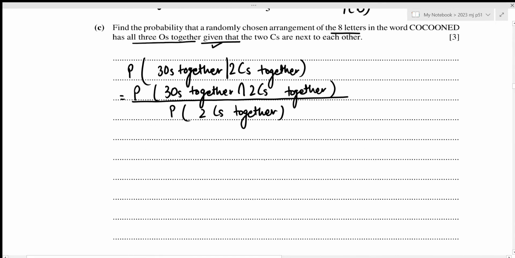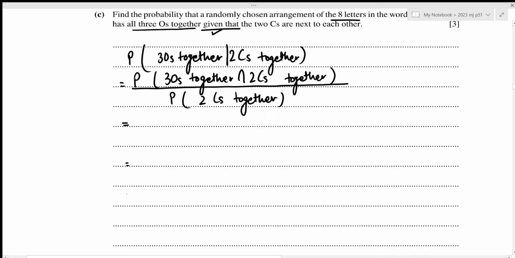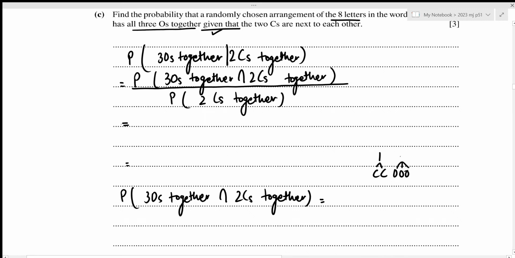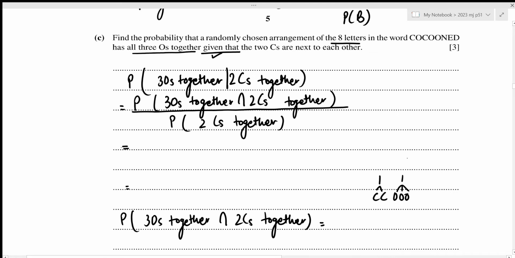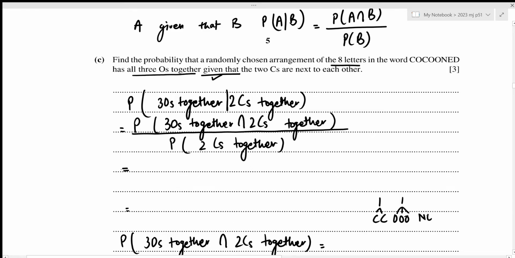Okay, let us first figure out the numerator part. So the probability of 3 O's together and 2 C's together. Whenever we have cases with letters together, we just assume that the letters to be together are just one letter. So in this case, now 2 C's will be considered as one letter, 3 O's will be considered as one letter, and the remaining letters are just going to be N, E, D. So 1, 1, 1. So the total letters to be considered is just going to be 5, right?